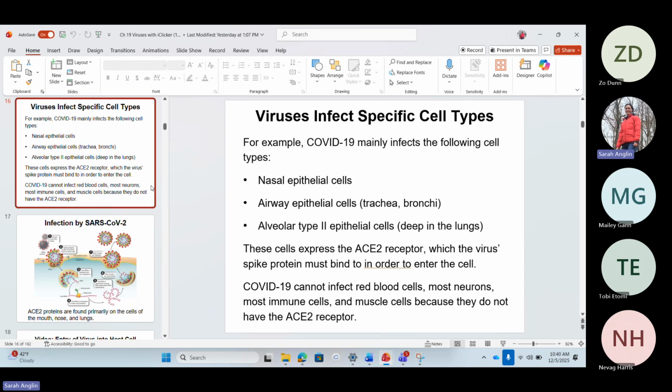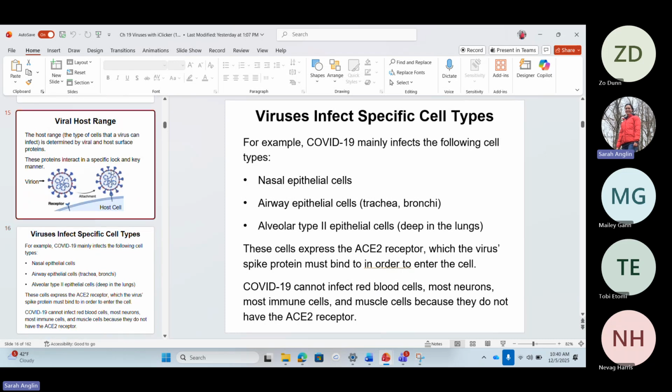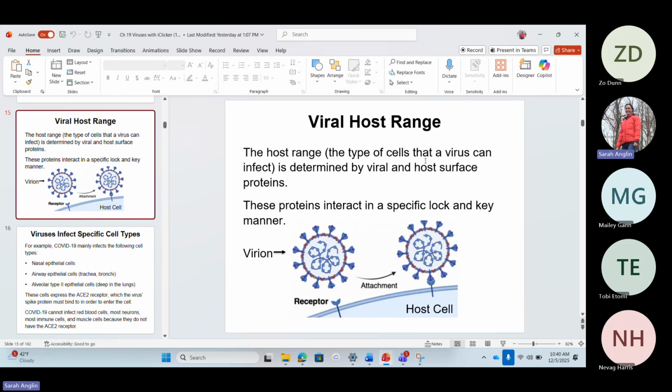All right, so what makes that big difference when it comes to the host range, the type of cells, and the species that the virus can infect has to do everything with those proteins on the surface of the virus and the surface of the host cell.